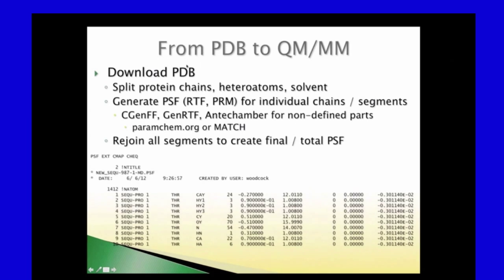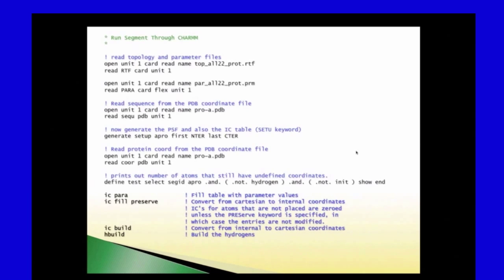And thank goodness there are some easy tools that have been developed to help us out with this, right? So once you generate all of these PSFs, one for your protein, one for your heteroatom, and one for your solvent, we combine all of these to generate a total structure, and I'll show you how this is done. And this is how a typical CHARMM script would look. You don't necessarily have to worry about the syntax.